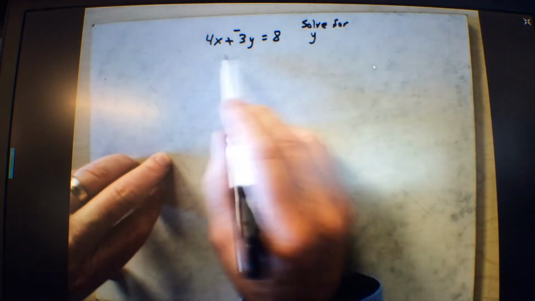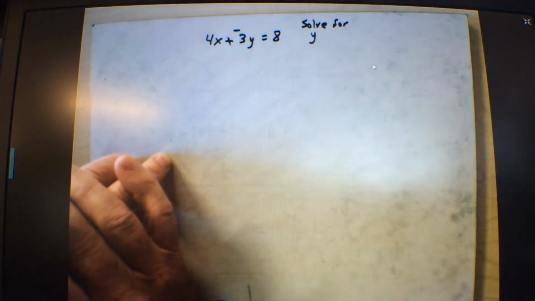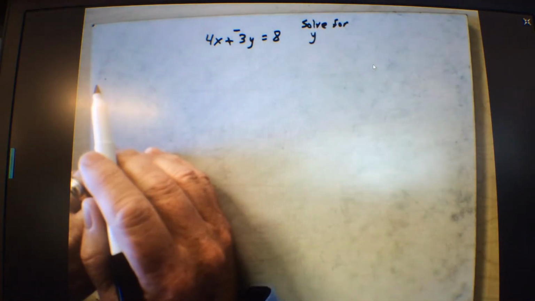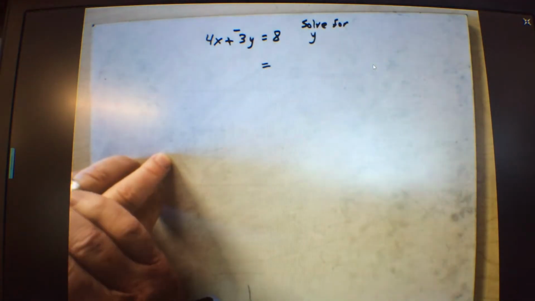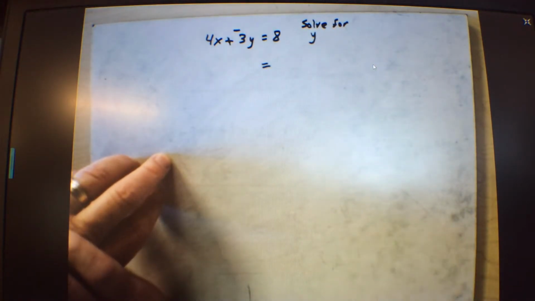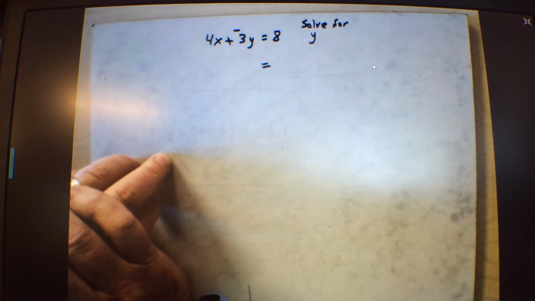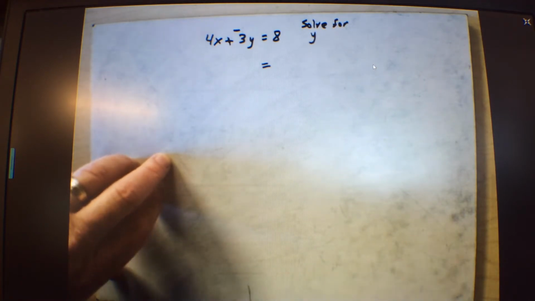Now, in order to solve for y, what do we have to get rid of first? We'd subtract 4x from both sides. I want to show you a shortcut. What happens when I move the 4x to the other side? Does it just become 4x on the other side? What does it become? Negative. If you move something, listen very carefully, if you move something to the other side of the equation, it becomes the opposite of what it was on the other side.